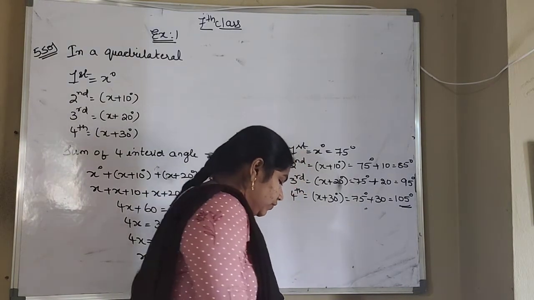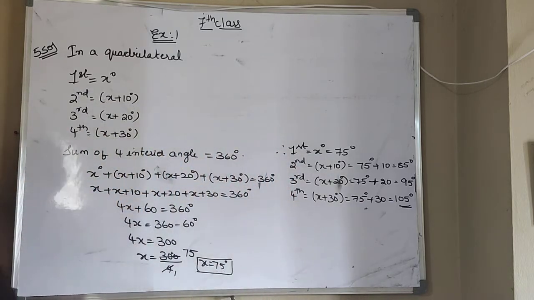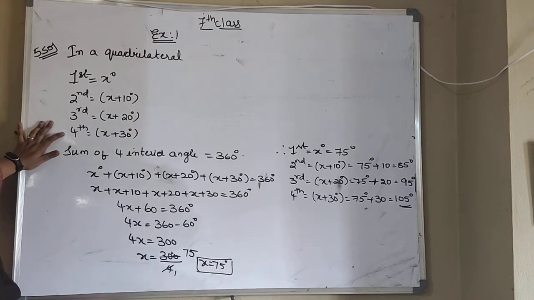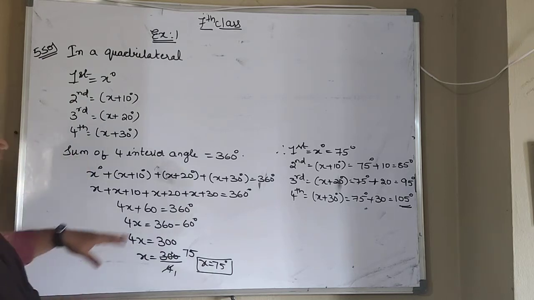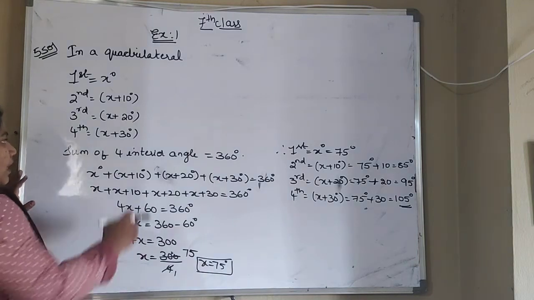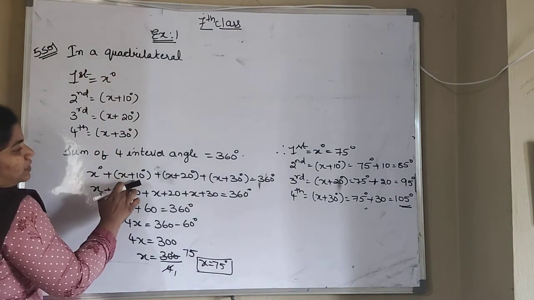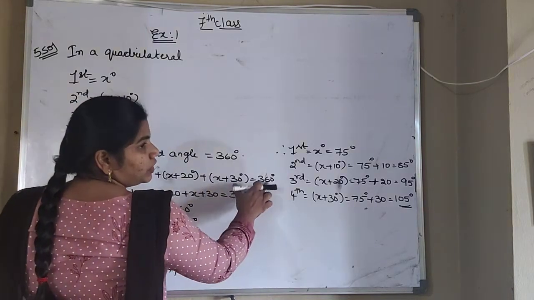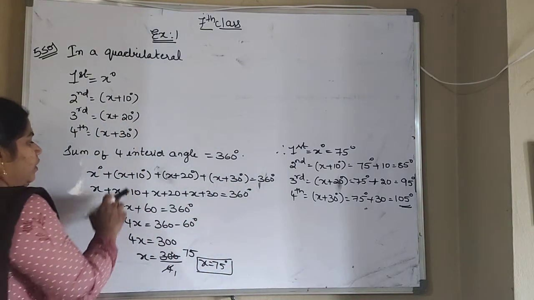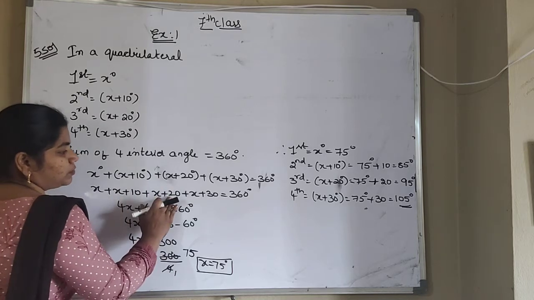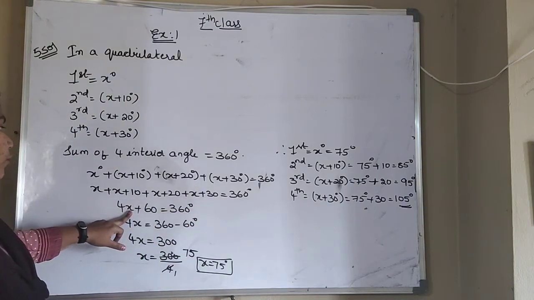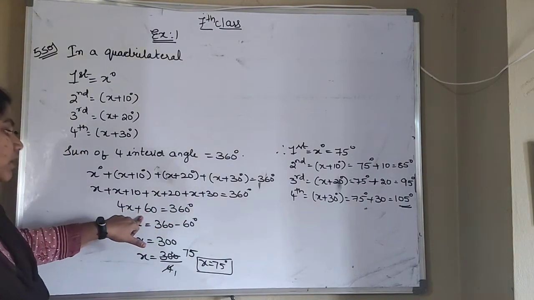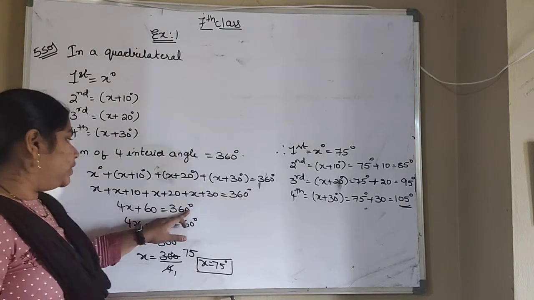So this is our fifth solution. Once again you see they have given a quadrilateral with the first, second, third and fourth angle values. We have to find the x value. Already we know that the sum of 4 angles is 360 degrees. So add all these values. x plus 10 plus x plus 20 plus x plus 30 equals 360. Now remove the brackets. If you add all the x values, that will be 4x, and if you add all the constant values, that will be plus 60, equal to 360.